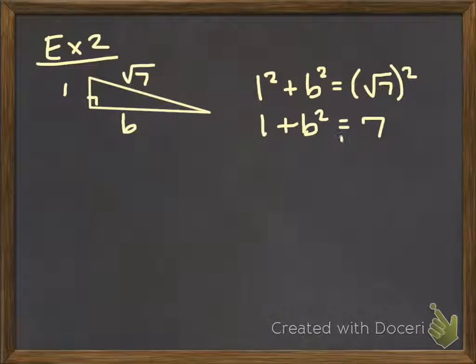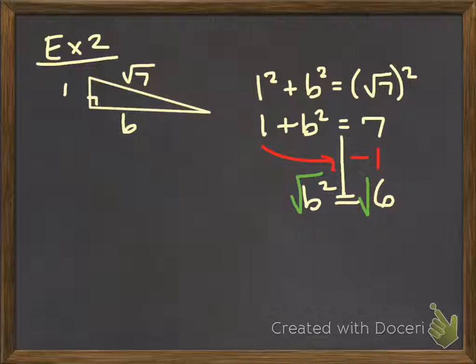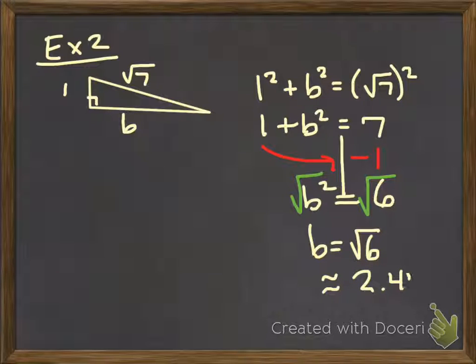Now we want b squared by itself, so we subtract the 1. So b squared equals 6, because 7 minus 1 is 6. We take the square root of both sides, and then we get b equals the square root of 6 as the exact answer. If you do the square root of 6 on the calculator, rounded to the nearest thousandths, it's 2.449.